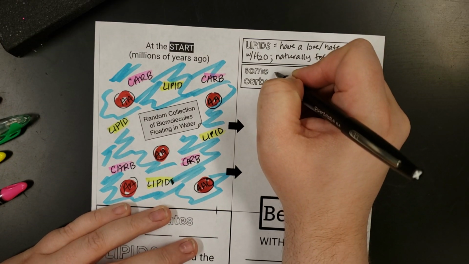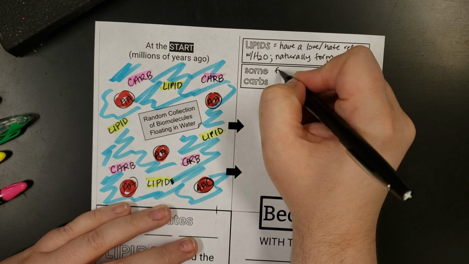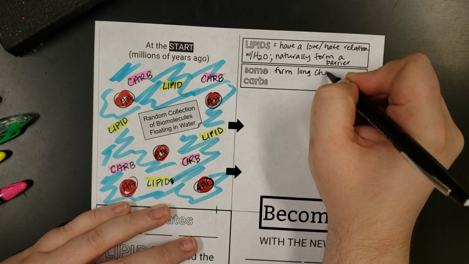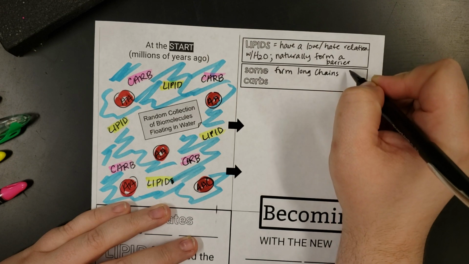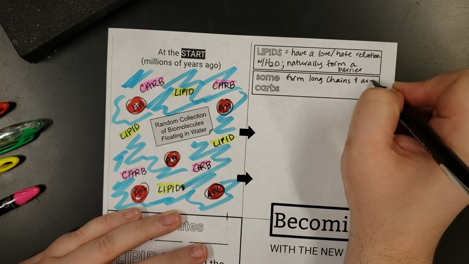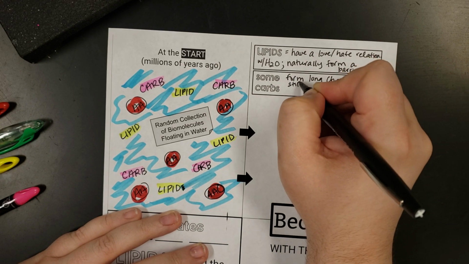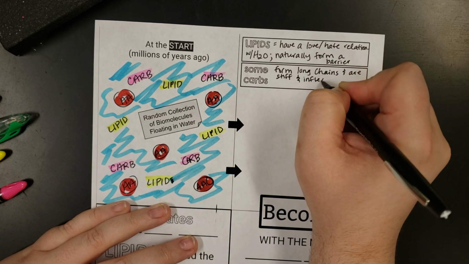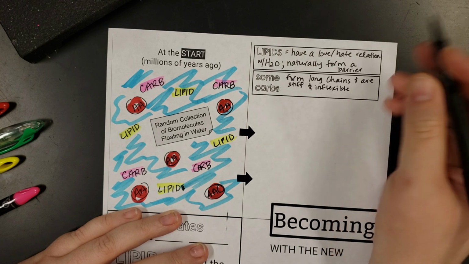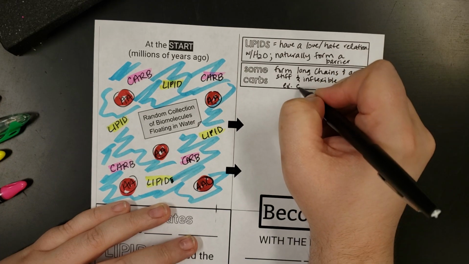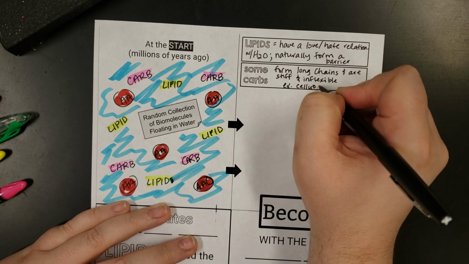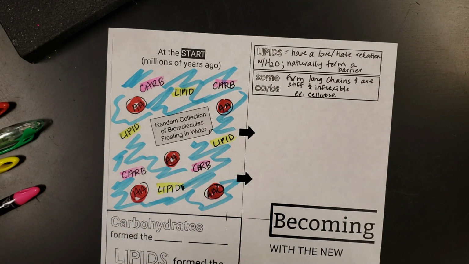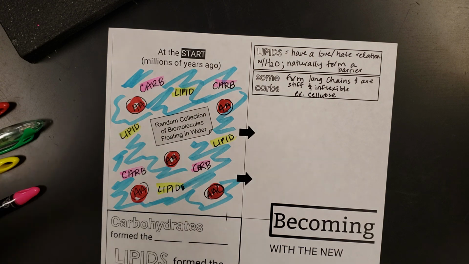And then we have some carbohydrates that will form long chains and are stiff and inflexible. An example of this kind of carbohydrate would be cellulose. Like anytime you eat celery, celery is crunchy because of the cellulose.